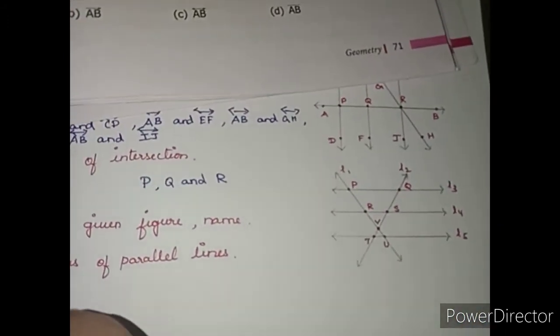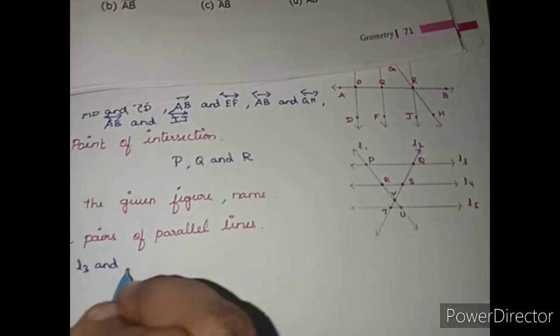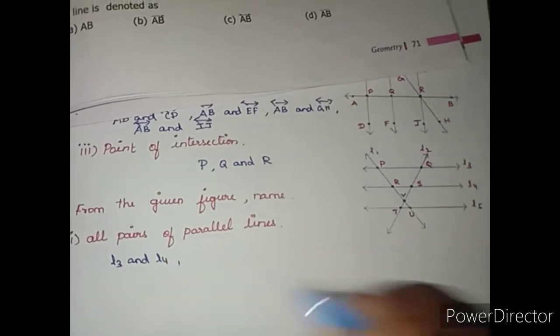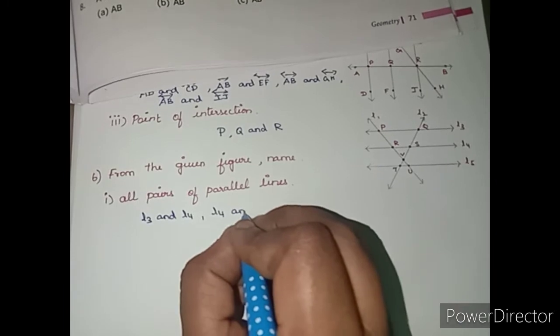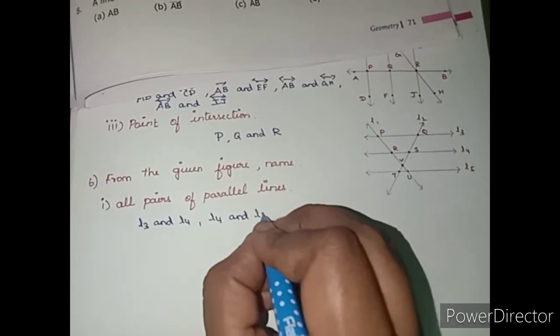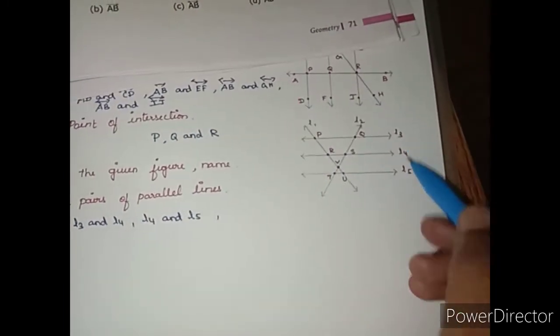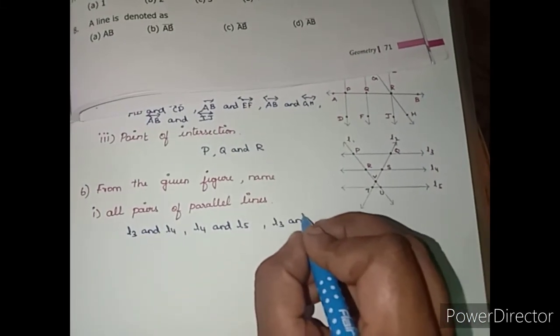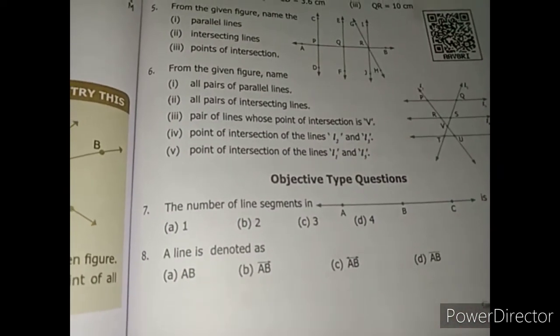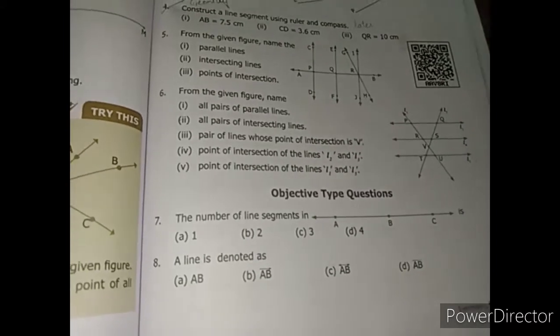L3 is parallel to L4. L3 and L4 are parallel. Then L4, that is line 4, and L5 are parallel. Then L3 and L5 are also parallel. L3 and L5. Next, all pairs of intersecting lines.